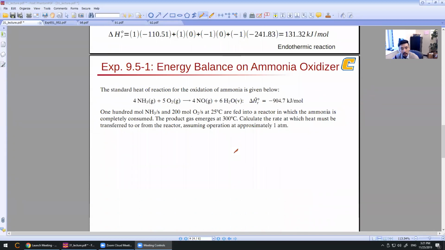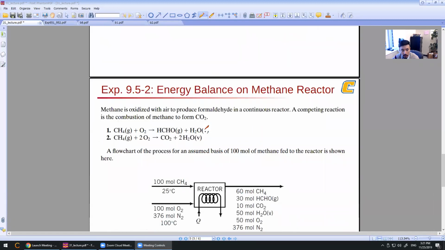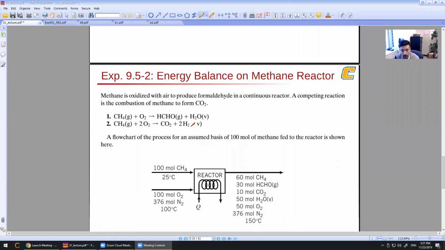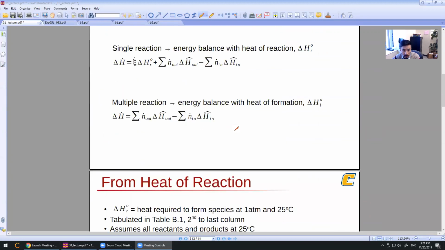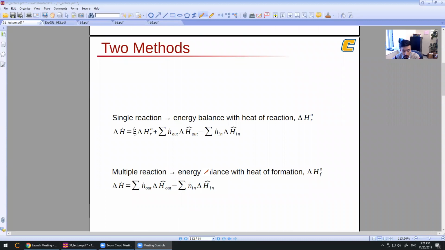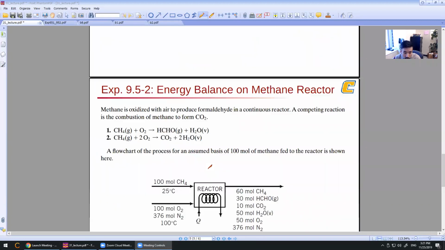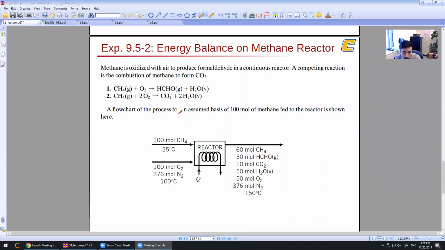So let's take a look at the examples. The first example we'll see is example 9.5-1, energy balance on ammonia oxidizer. And the second example is 9.5-2, energy balance on methane reactor. The difference, as you can see here, is that for the second example we have multiple reactions, reaction 1 and reaction 2, and for the first one we have only a single reaction. So you will see the different methods that I mentioned, and the difference between these two methods. Actually, let's start with example 9.5-2 first.